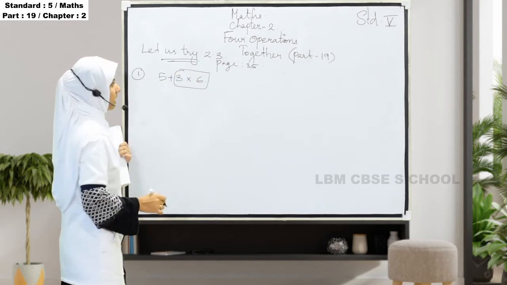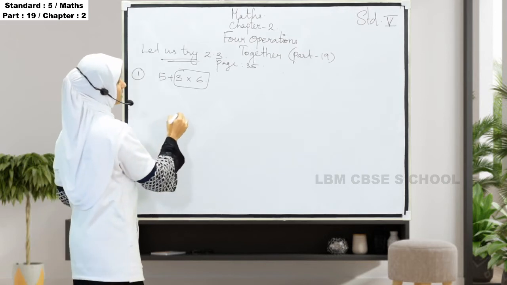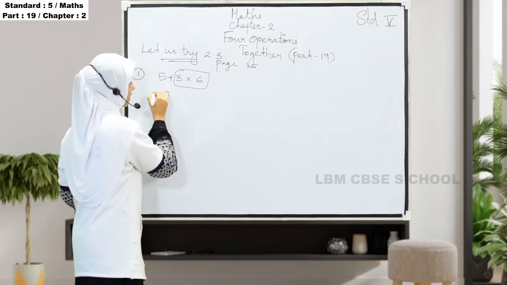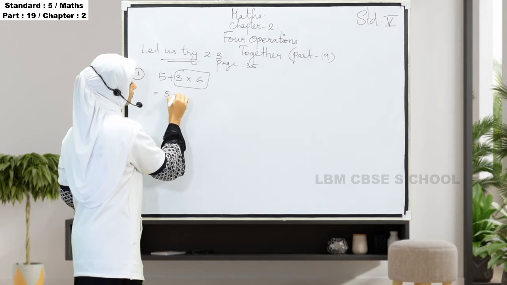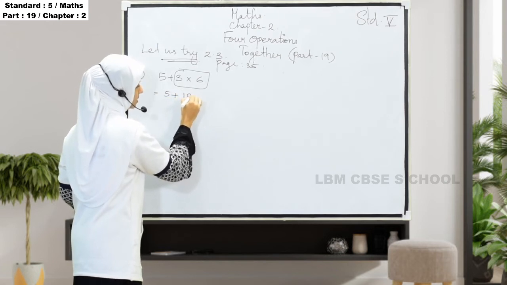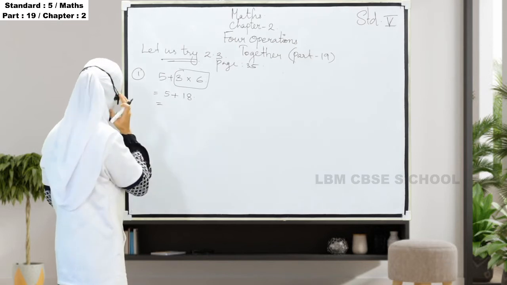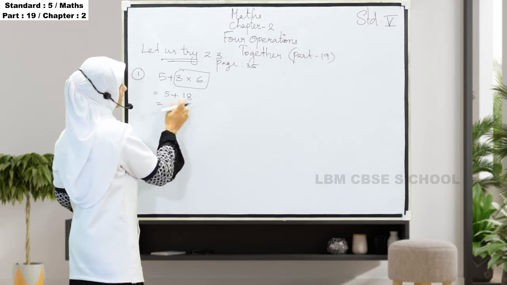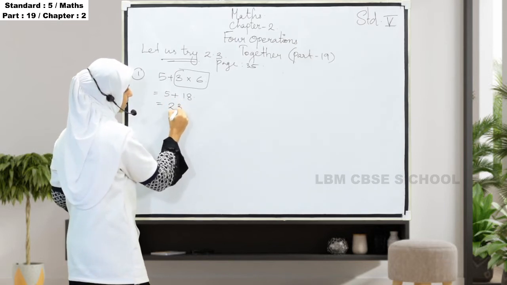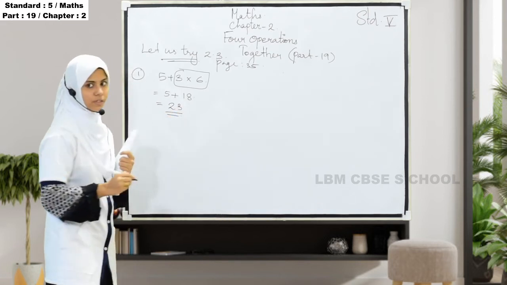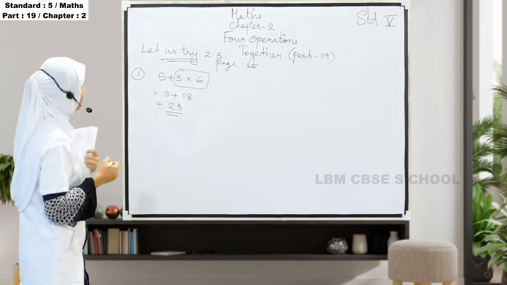Multiplication first we have to do. So 3 into 6, we know that 3 into 6 is what? 3 into 6 is 18. Then we have to find 18 plus 5. That is 18 plus 5, we know that is 23. You understand? Then moving to the next.